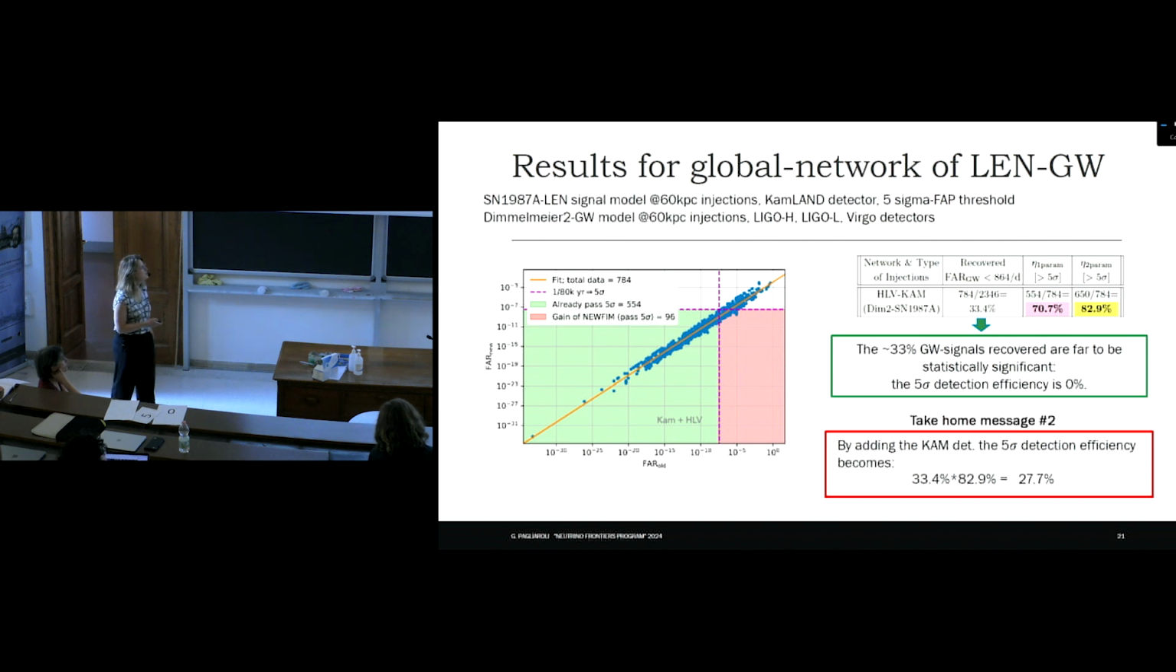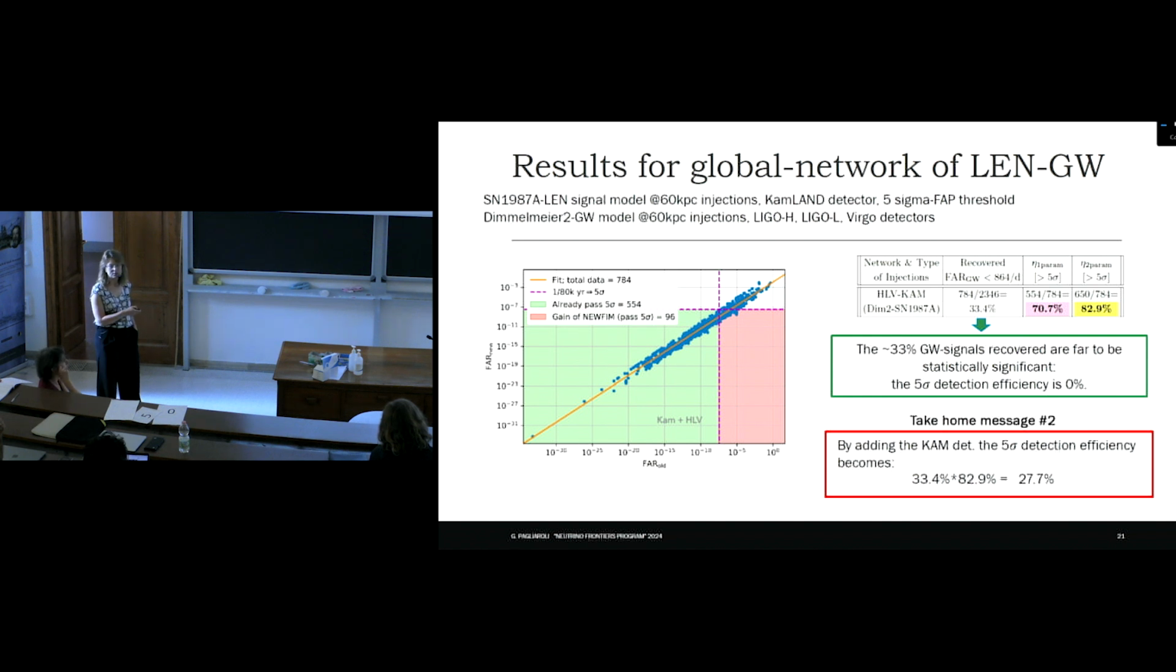So these are the results for, again, KamLAND and again a supernova 60 kiloparsec away, in order to allow a comparison. This is the case of the neutrino model based on data and the Dimmelmeier model of fast rotating gravitational wave. This is the combined result. So you can see that also in this case there is a detection efficiency, let's start with the gravitational wave only. The gravitational wave only is able to recover only 33% of the signal. The others are lost within the pipeline, so you have no chance to recover them.